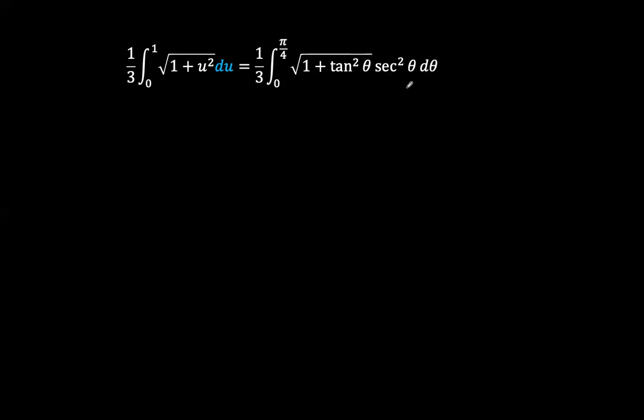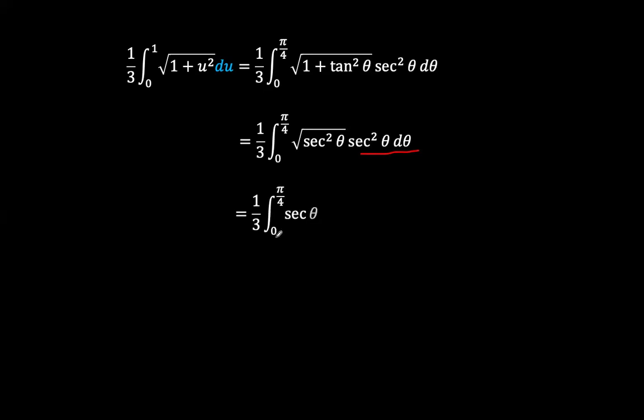Therefore, a third integral from u equals 0 to u equals 1 of square root of 1 plus u squared du is the same as a third. Lower limit is 0, upper limit pi over 4, square root, in place of u squared, we have tan squared theta. In place of du, we have sec squared theta. And so 1 plus tan squared theta is the same as sec squared theta. We have a square root sign here, obviously. And then we have sec squared theta d theta that we substitute in place of du. So we have a third integral from theta equals 0 to theta equals pi over 4. Square root of sec squared theta is sec theta, times sec squared theta.